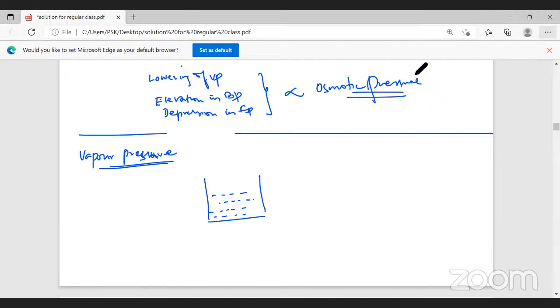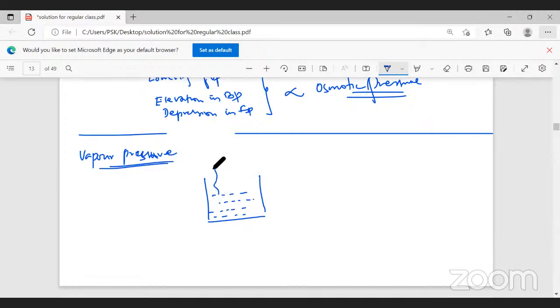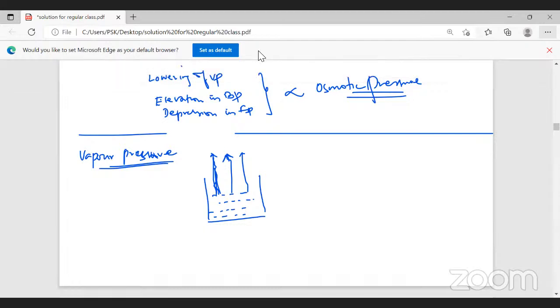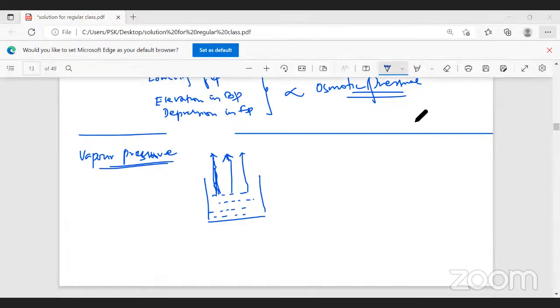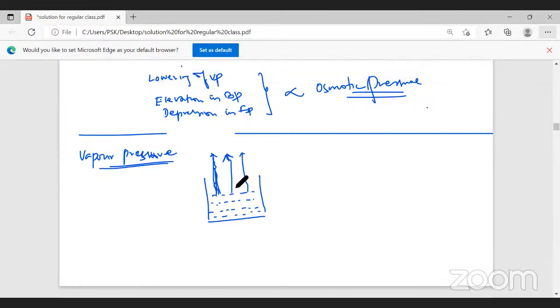Now, this solvent will have the tendency to vaporize. Water, at what temperature will water vaporize? Sir, 100 degrees Celsius. 100 degrees Celsius. Then how is rain formed? Sir, when the water is cooled back down on reaching the Earth's atmosphere.